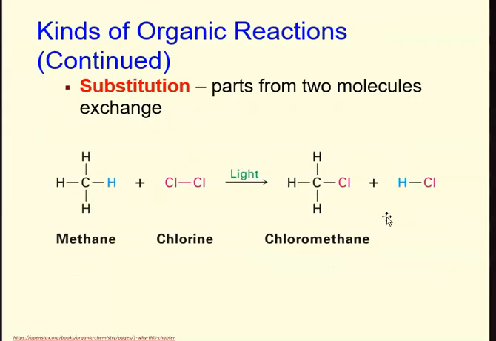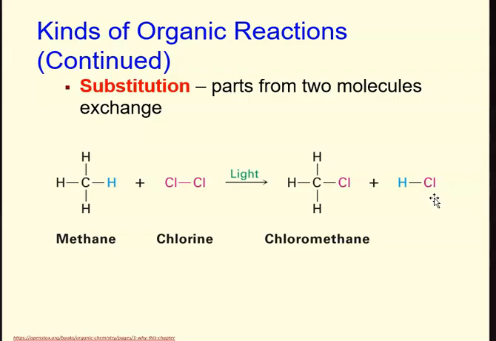So the next one, the third type of reaction that we usually come across, is a substitution reaction, where two reactants can exchange parts of their molecules to form new products. For example, here the hydrogen in methane is replaced by chlorine, so it's a substitution reaction, and then you form chloromethane and HCl as the side product.